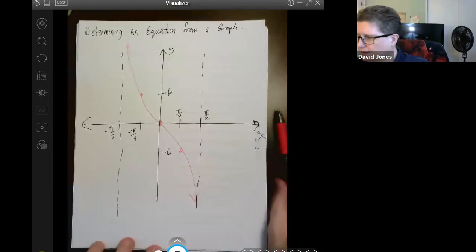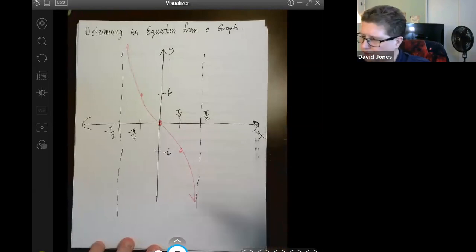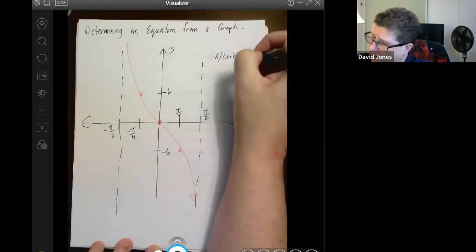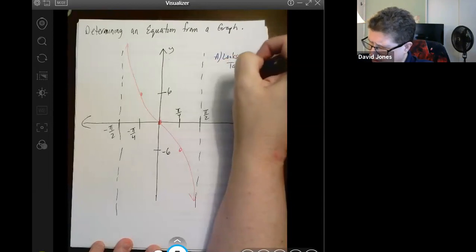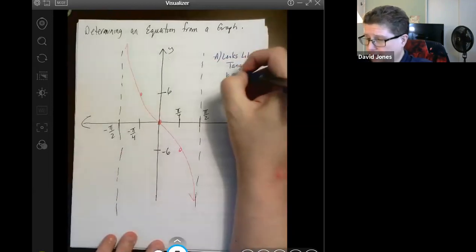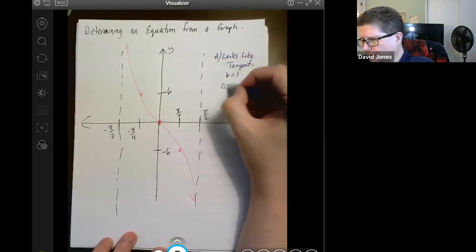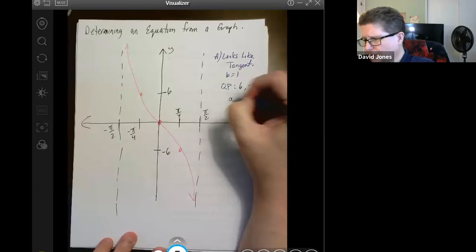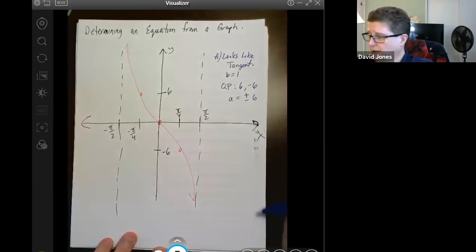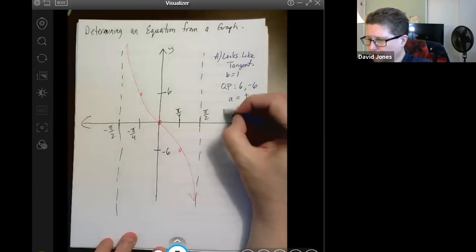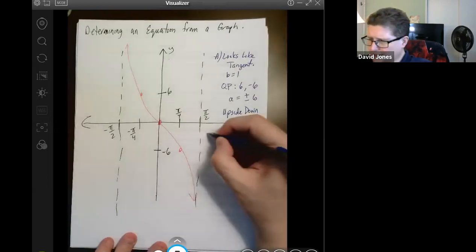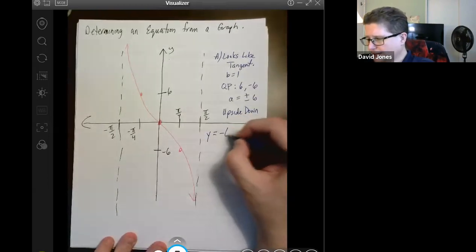So what does this look like? The first choice, obviously, looks like tangent. It's got the same asymptotes as tangent, so b equals 1. And our quarter points are at 6 and negative 6, so a equals either positive or negative 6. This is upside down, though. Tangent goes up on the right. So this would give us a equals negative 6, y equals negative 6 tangent x.